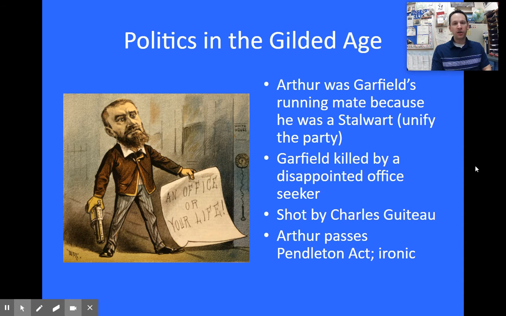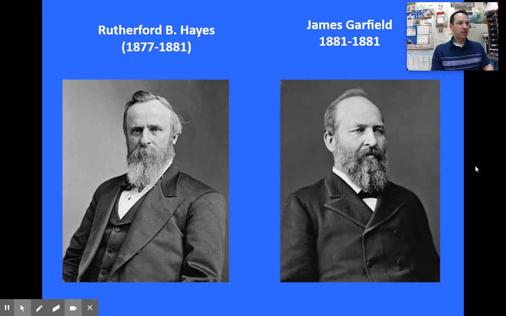So as Garfield is boarding a train in Washington, D.C., Guiteau shoots him and it doesn't kill him on the spot. They use primitive medical technology to try to probe for the bullet, and that ends up causing an infection, and he ends up passing away. Chester Alan Arthur takes the reins from Garfield.